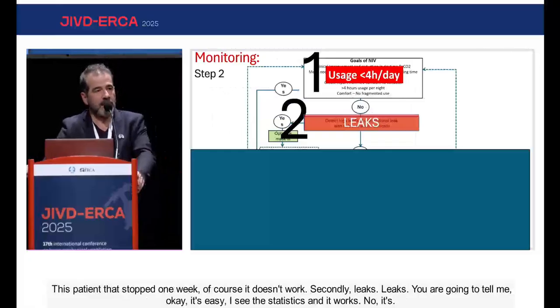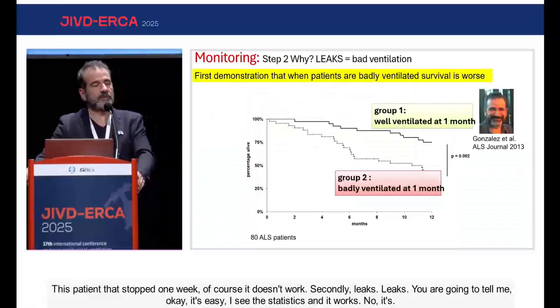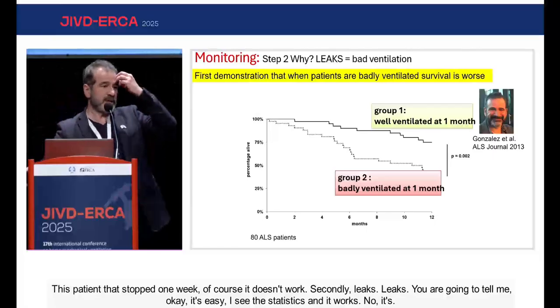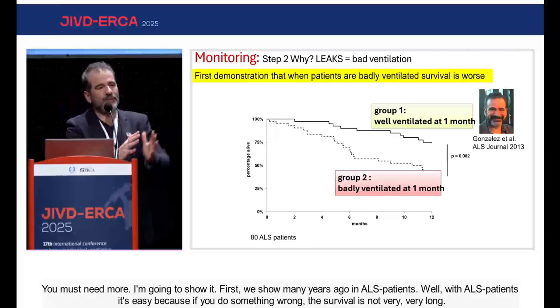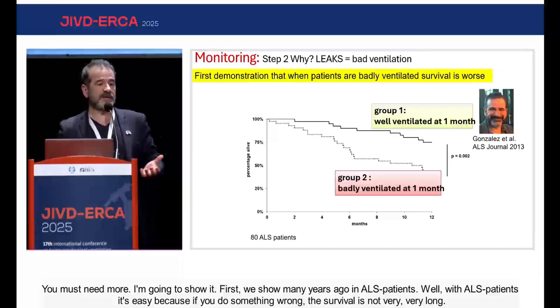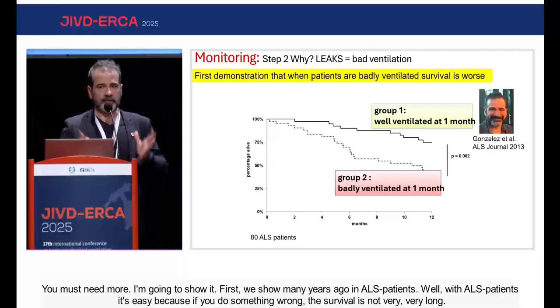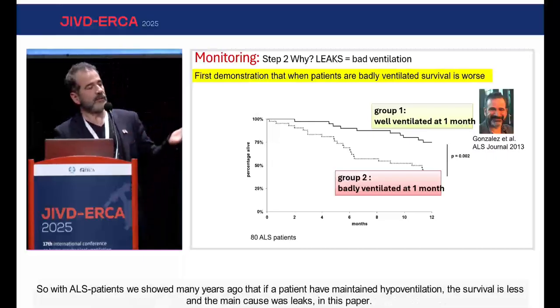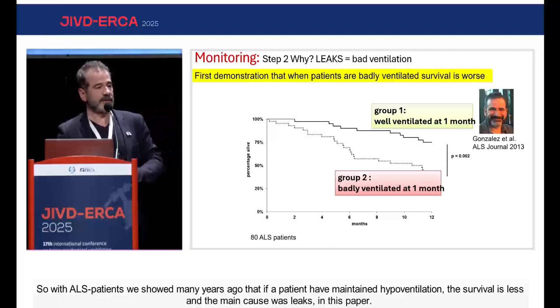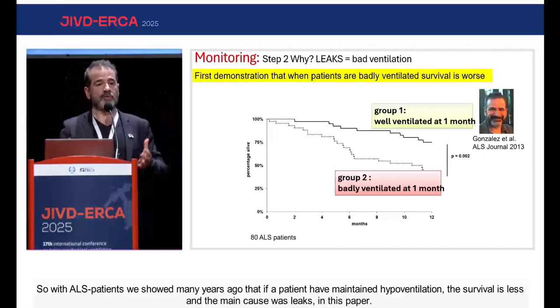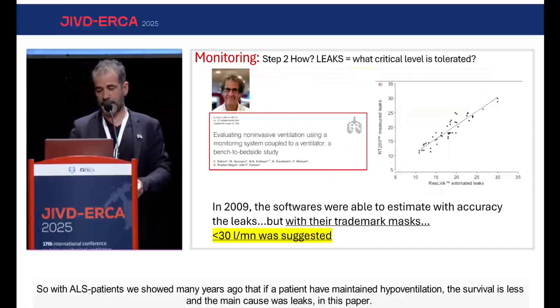Secondly, leaks. Leaks, you are going to tell me, okay, it's easy, I see the statistics and it works. No, you need more. I'm going to show it. First, we showed many years ago in ALS patients. With ALS patients, it's easy because if you do something wrong, the survival is not very long. So with ALS patients, we showed many years ago that if a patient has maintained hypoventilation, the survival is less, and the main cause was leaks in this paper.